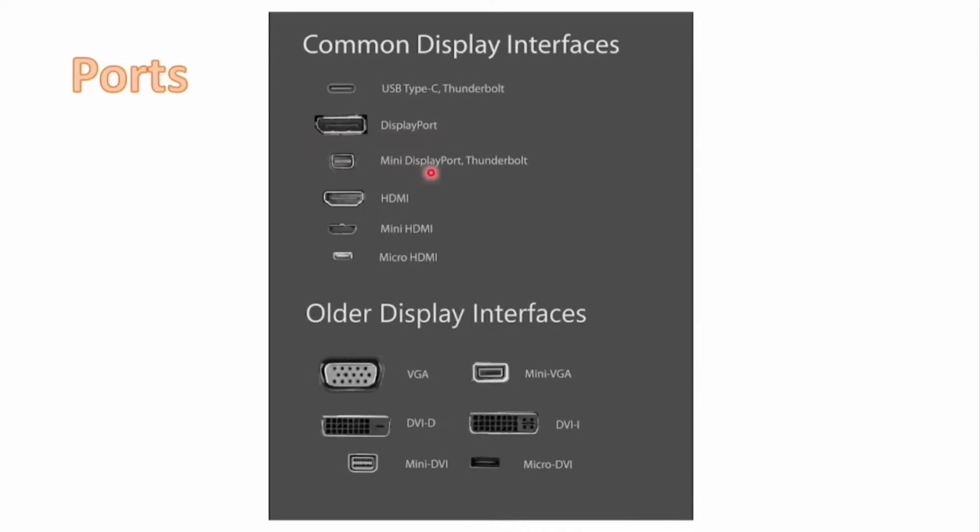Mini DisplayPort, this has rarely been used. HDMI, a very commonly used port. Then mini HDMI and micro HDMI, which are rarely used. Then we go to older ports. The VGA or D-sub, mini VGA, DVI, which are very common. DVI-D provides a digital-only signal, while DVI-I can support digital and analog signals. Mini DVI and micro DVI are rarely seen too.